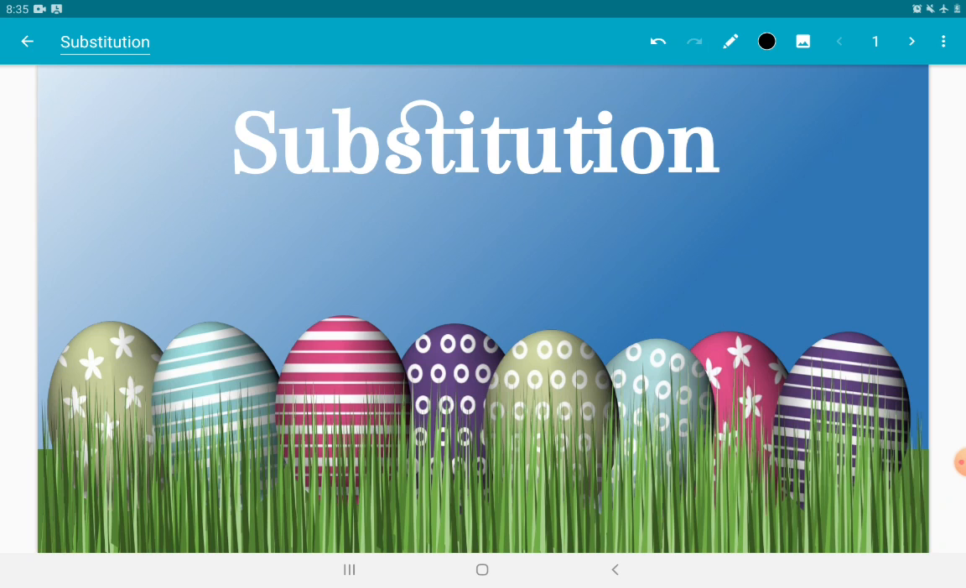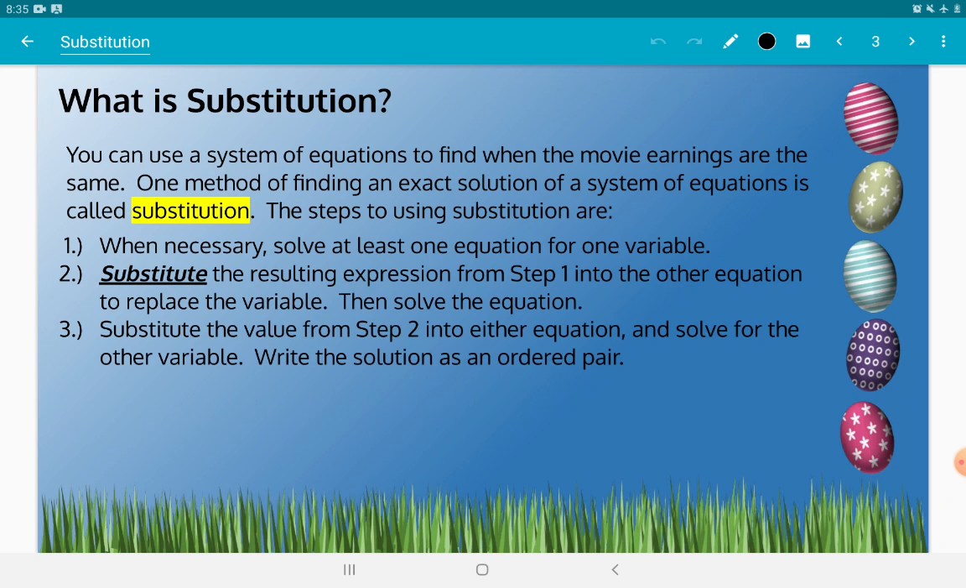So when it comes to substitution, it's just a method of basically working with more than one equation at the same time. So I'm going to skip forward a little bit to talking about what is substitution. You can use a system of equations, and it says here for movie earnings, but really anytime you want to find the intersection of two different sets of data, you can use substitution. One method of finding an exact solution is substitution. The second one is called elimination. We're not quite working with that yet, so let's just start with substitution.